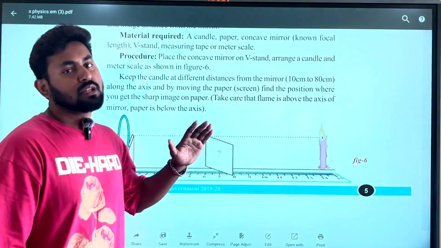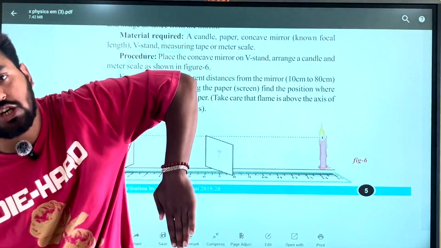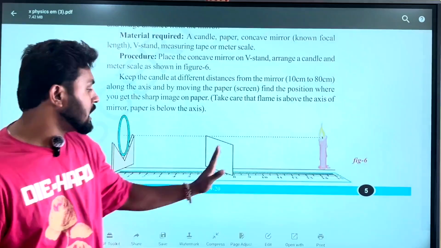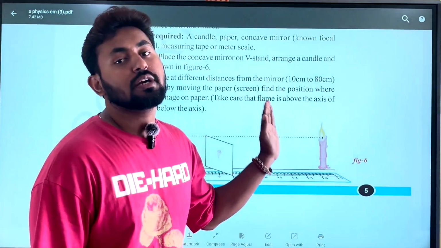Inverted is nothing but the image is at the opposite end. It is not standing like this, it is just the opposite. As you can see, this object is standing, but the image is the opposite of the same. This is one of the characteristics of concave mirror.